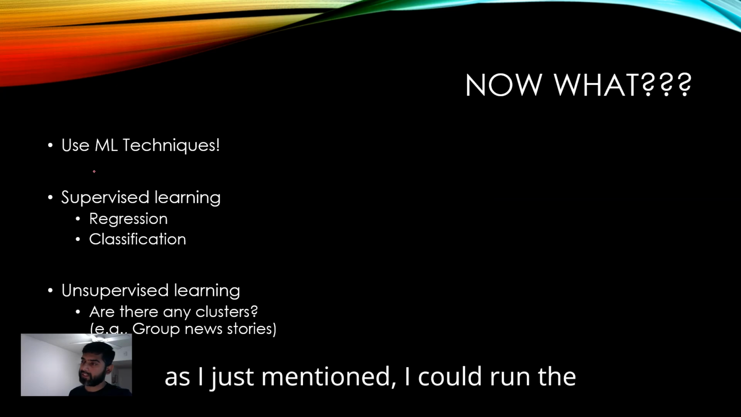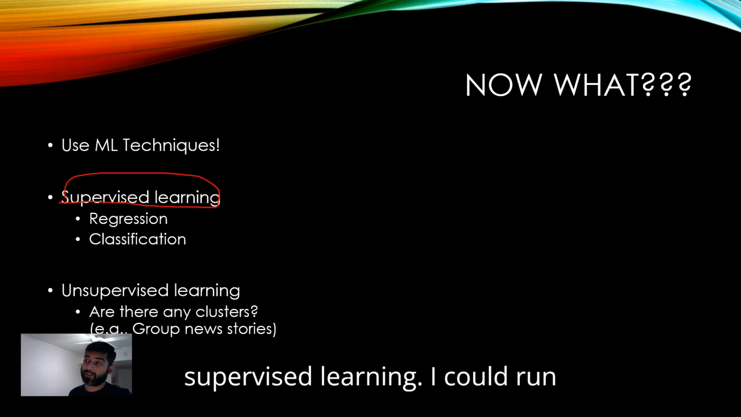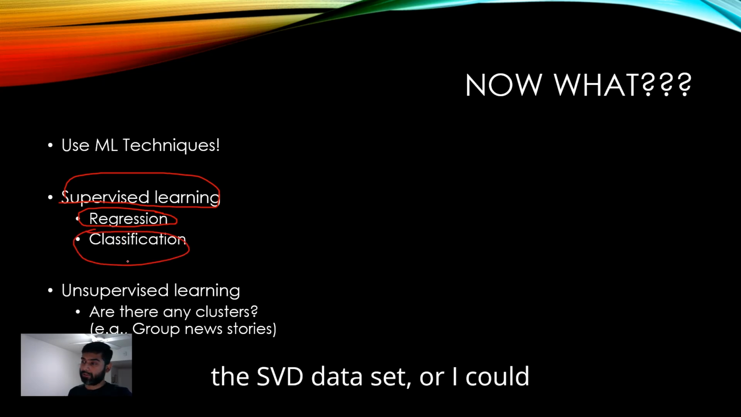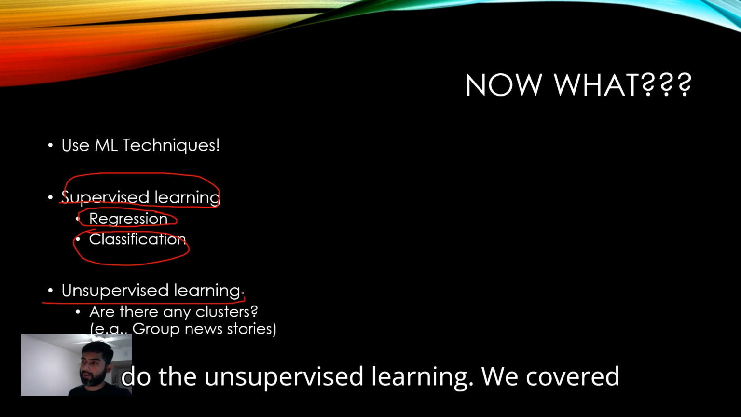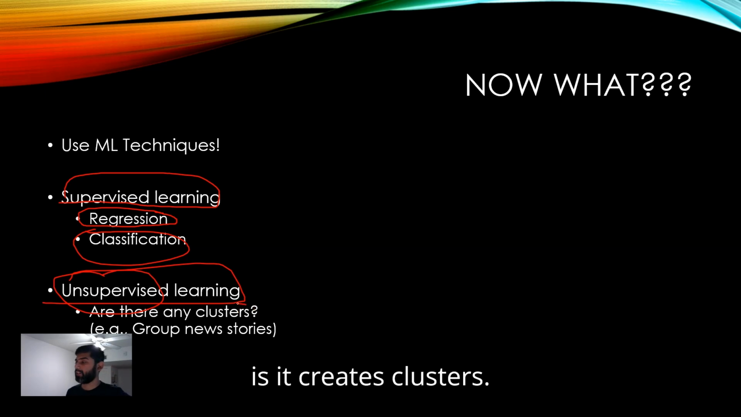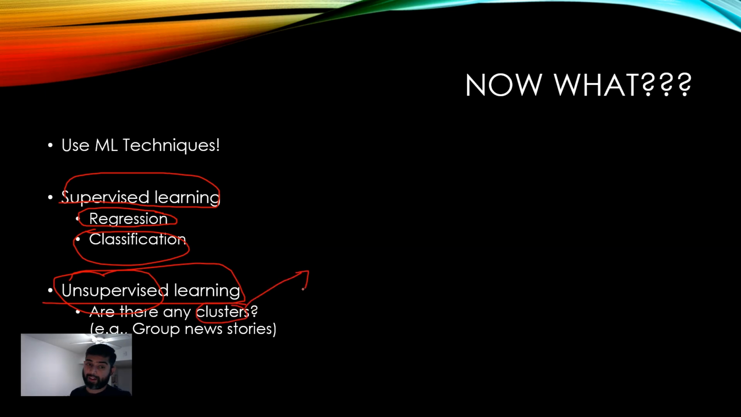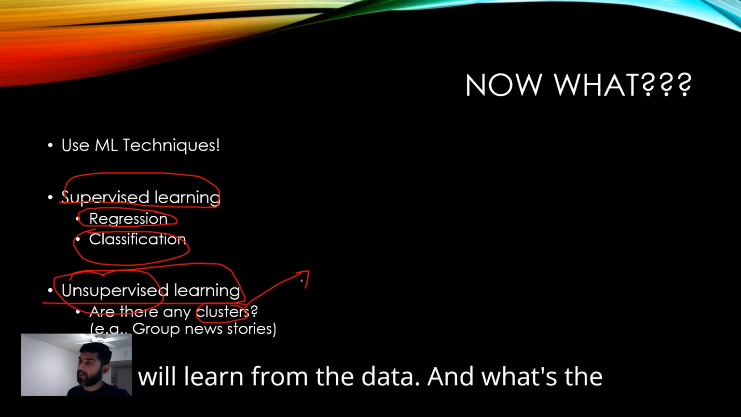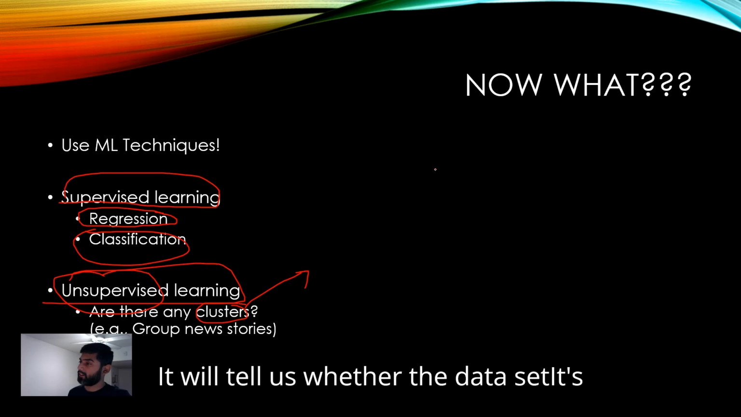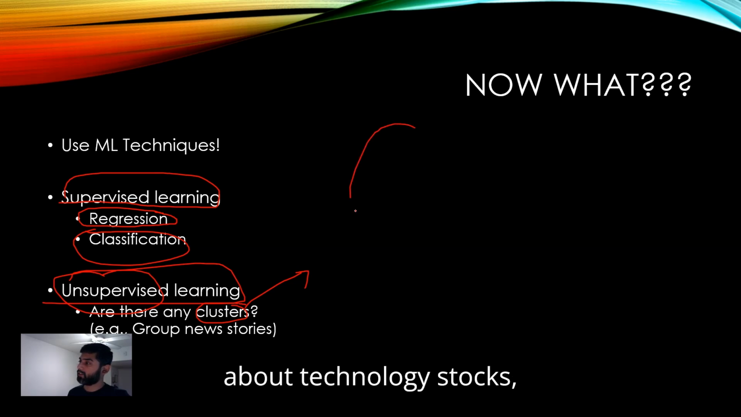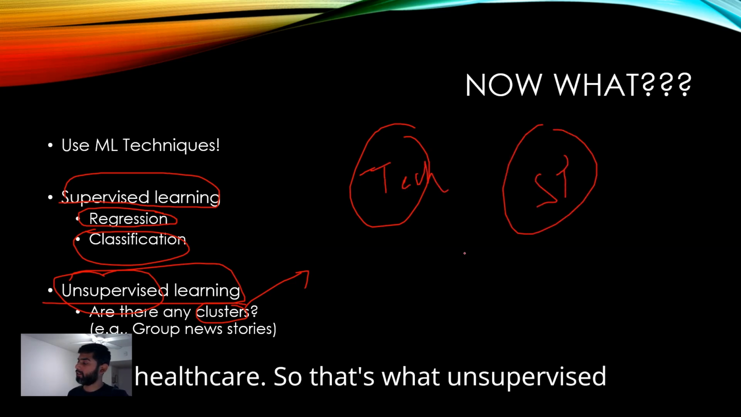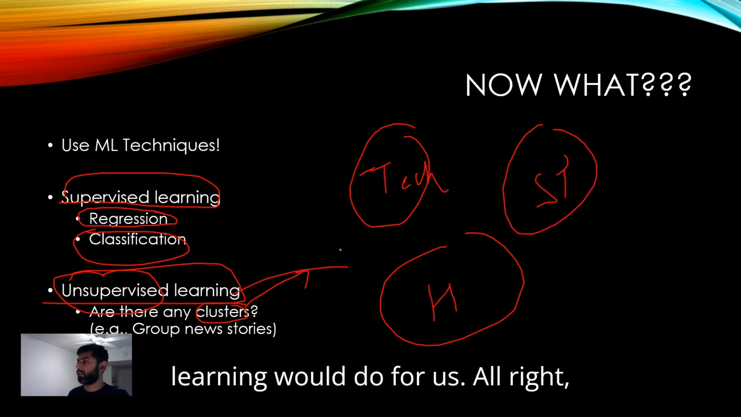So, as I just mentioned, I could run supervised learning. I could run regression. I could run classification on the SVD data set, or I could do unsupervised learning. We covered unsupervised learning. What it does is it creates clusters. Even if there is no target variable, it will learn from the data. And what's this data really about? It's going to tell us. It will tell us whether the data set is about technology stocks, or sports, or healthcare. So that's what unsupervised learning would do for us.